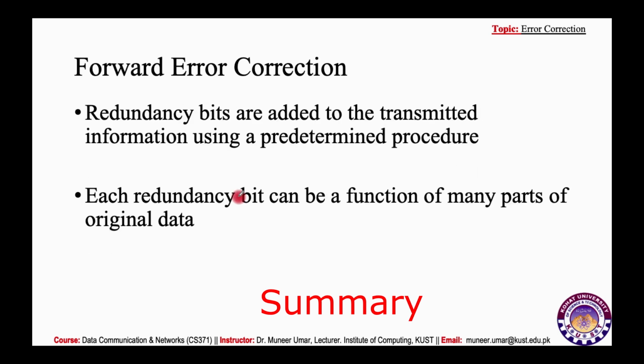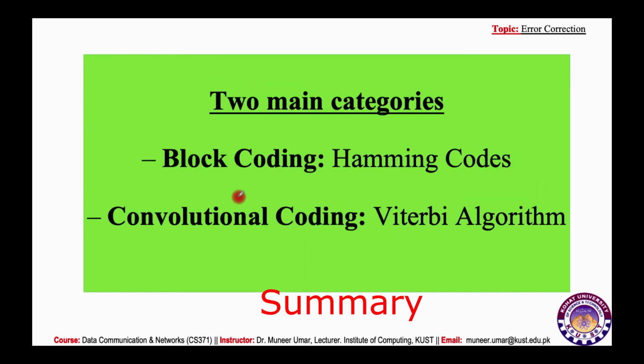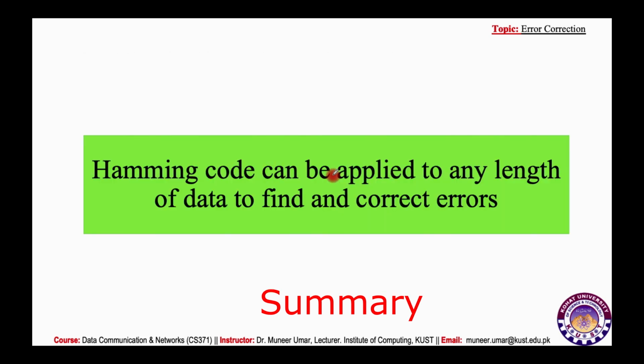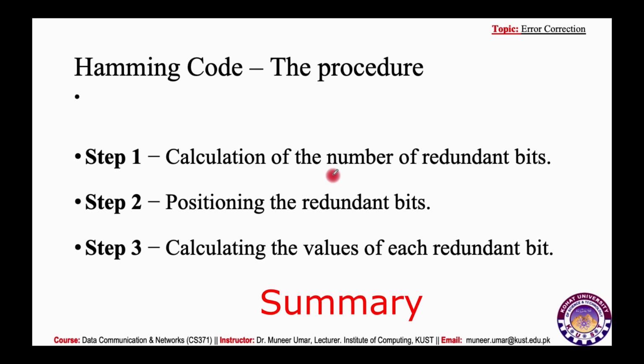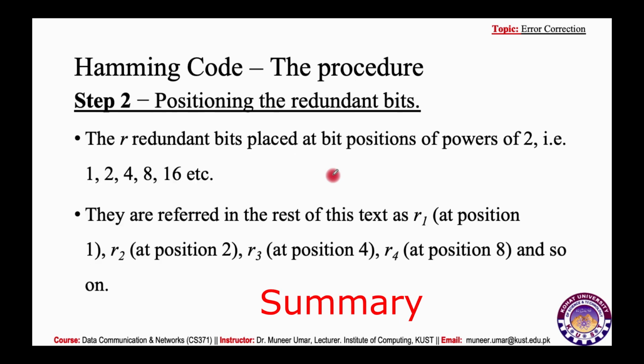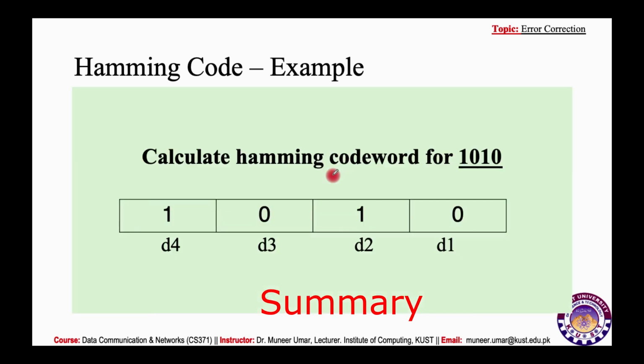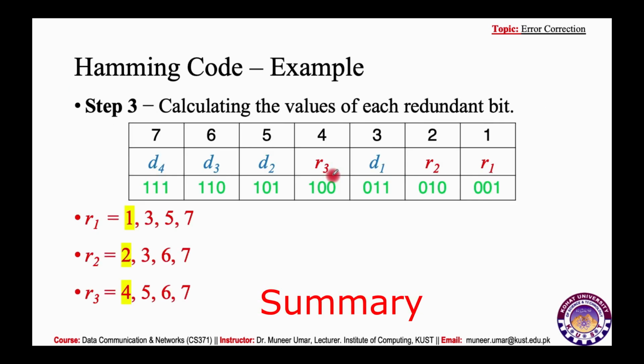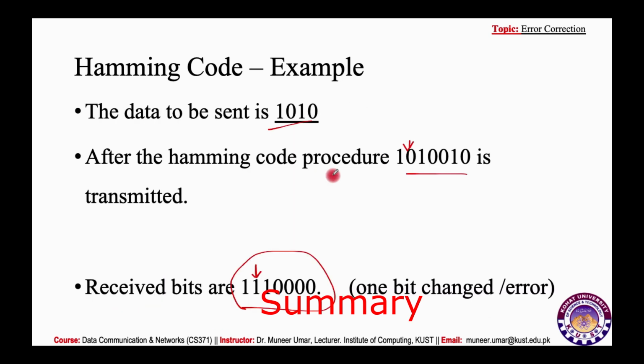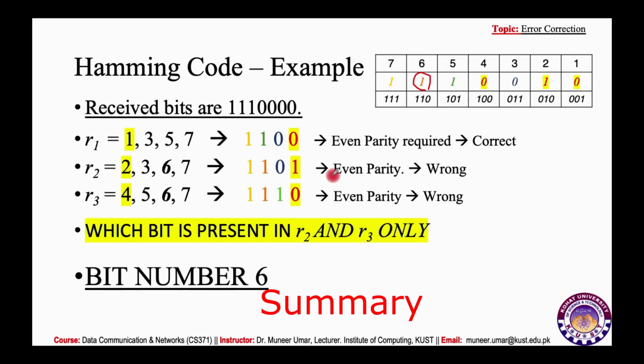Then we looked into the block coding and convolutional coding. In block coding we have Hamming codes, so we studied the Hamming codes. In Hamming code we have three steps. We also looked into these three steps and took an example, and according to these three steps we processed this example, and this was all about the error correction.